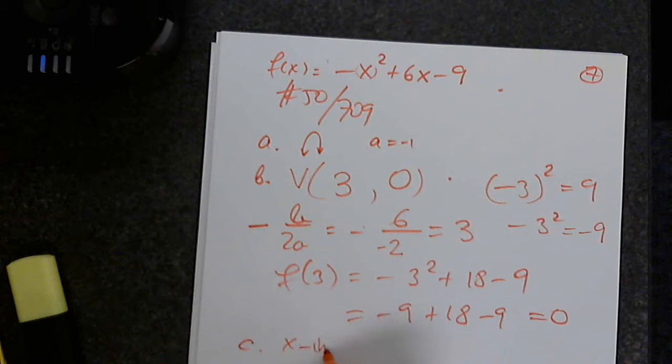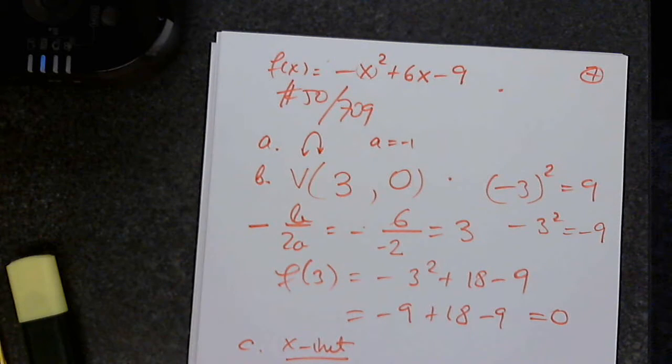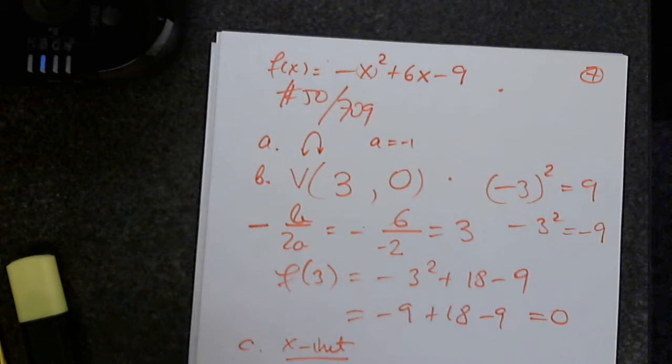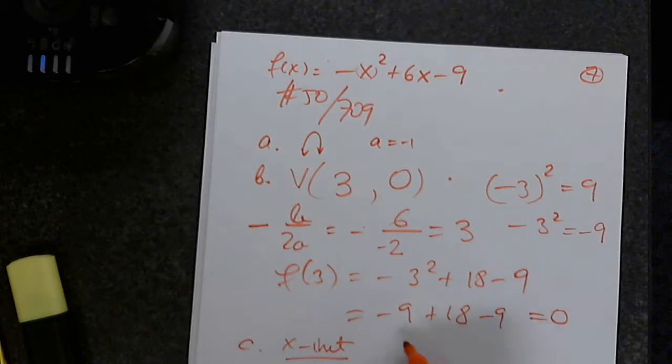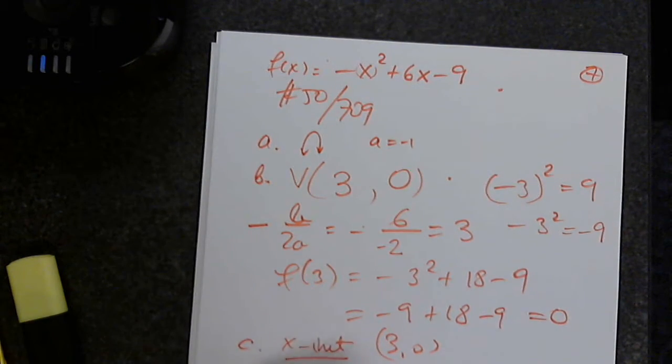Good. Part C. What about the x-intercepts? What is the x-intercept? Of course. It's a maximum, and the maximum is 0. If the maximum is 0, it means that that point is on the x-axis. Excellent. Very good.